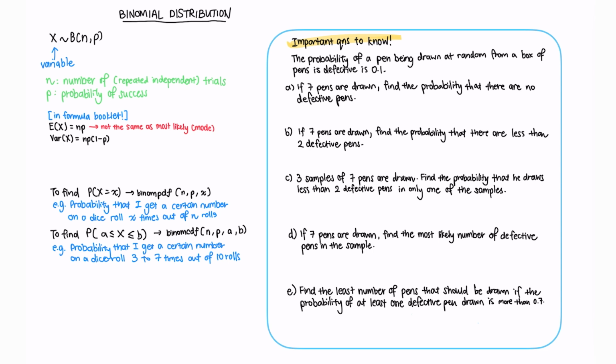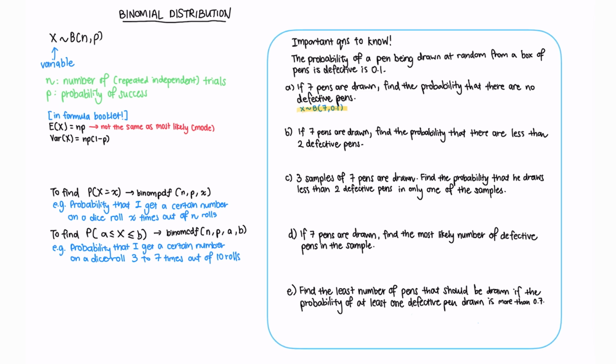These right here are all the important questions that you need to know about binomial distribution. If you can do all these questions, you are set. Now, the question states, the probability of a pen being drawn at random from a box of pens that is defective is 0.1. If 7 pens are drawn, find the probability there are no defective pens.